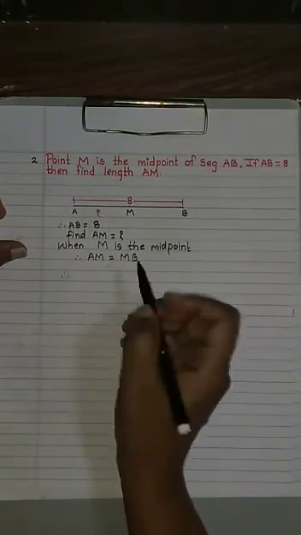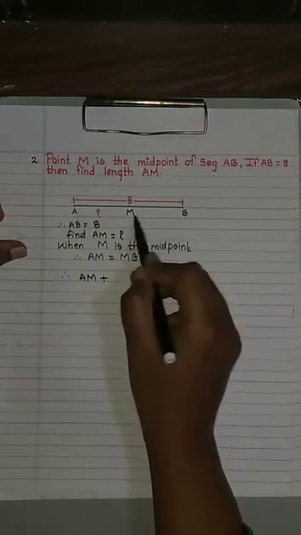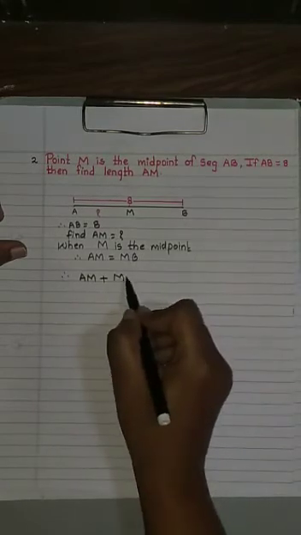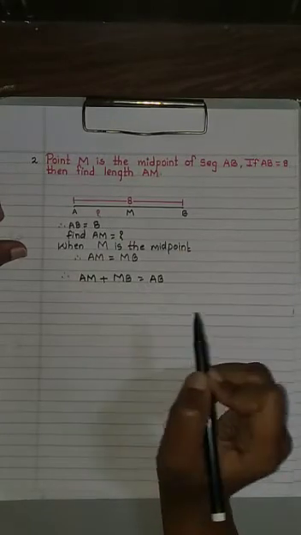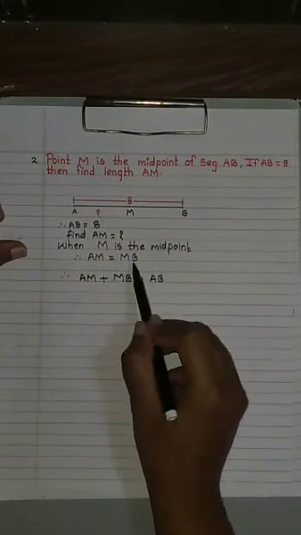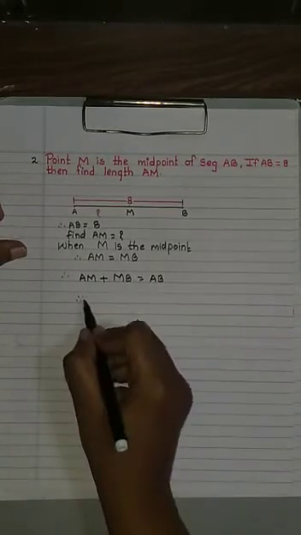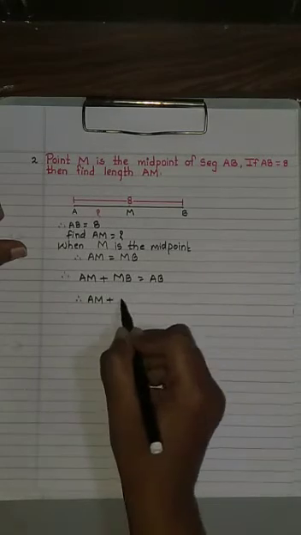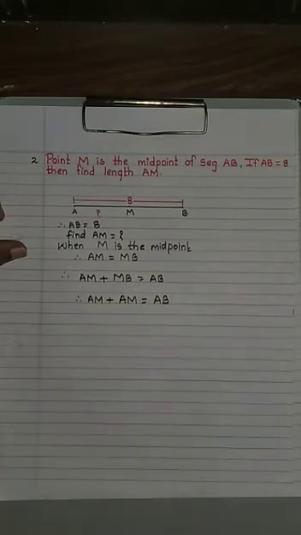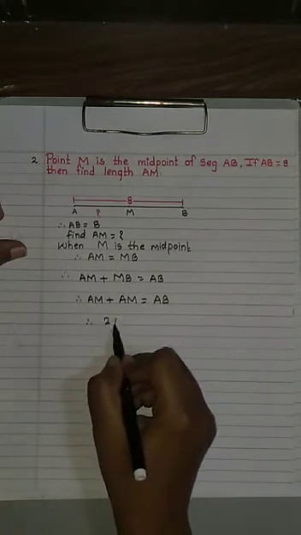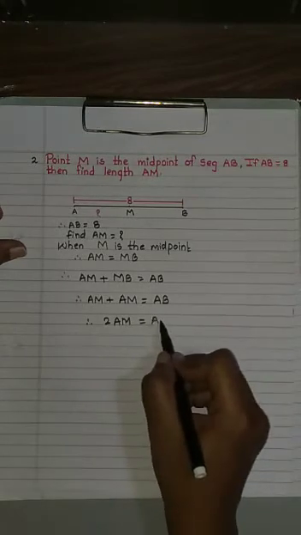Therefore, you can write AM plus MB is equal to AB. But you also know that AM and MB are equal. So instead of MB, you can write AM. Therefore, AM plus AM is equal to AB. Therefore, twice AM is equal to AB.